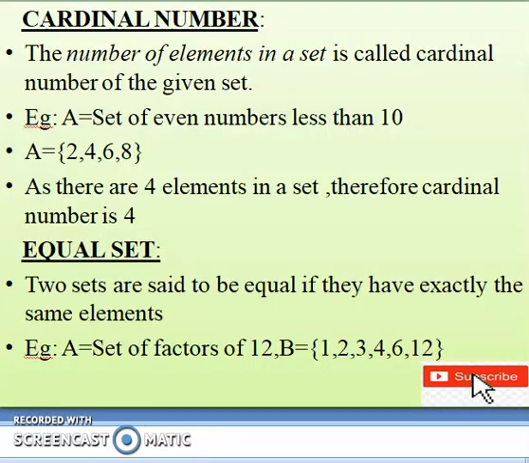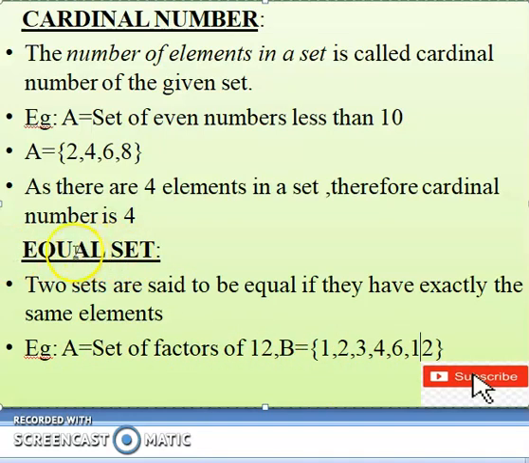Now coming to equal set. What do you mean by equal set? Two sets are said to be equal if they have exactly the same elements. For example, A equals the set of factors of 12 and B equals 1, 2, 3, 4, 6, 12. Here in A I am talking about factors of 12 only, and in set B also I am talking about factors of 12 only. Here I am representing my numbers and here I am representing my words. But both are factors of 12, that is why they are called equal sets.